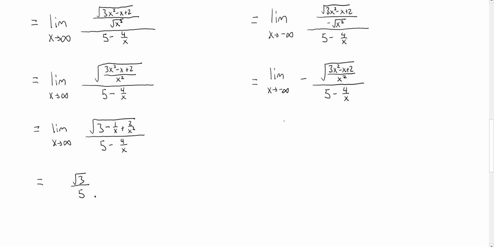And you can do the exact same things over here. Only difference is since we have this minus sign that's just hanging out in front, at the end, you're going to end up with an answer of minus root 3 over 5 instead.